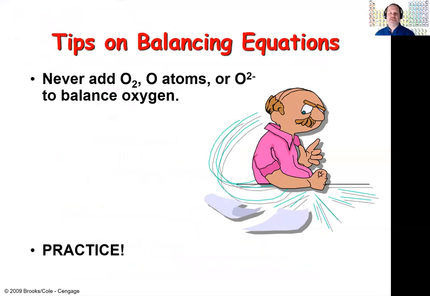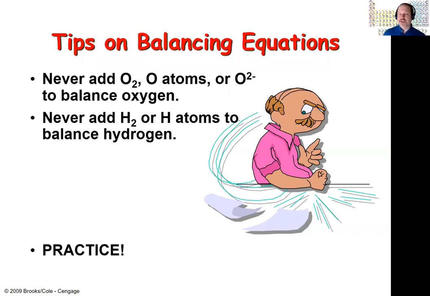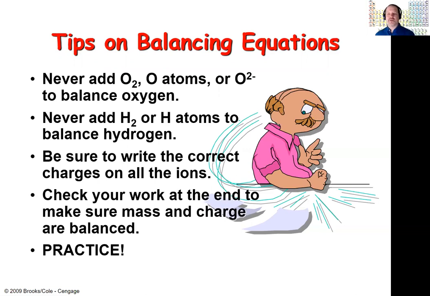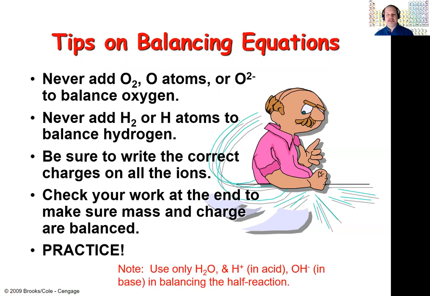So we're just finalizing everything together, and these are the last few steps. A couple of tips just to make sure: we're only adding water to balance oxygens. We're not going to add O2 or just plain oxygen atoms or O 2 minus. It's just water. Water will provide our oxygens. Hydrogen ions will always provide our balance in hydrogen. We're not going to add H2 or hydrogen atoms. Make sure you write down and figure out the oxidation states and get all the correct charges on the ions. Check your work as you go along. Practice, practice, practice. If you follow those steps, you're going to be able to do this. This is doable. Practice, and get some help if you can't get those oxidation states figured out.